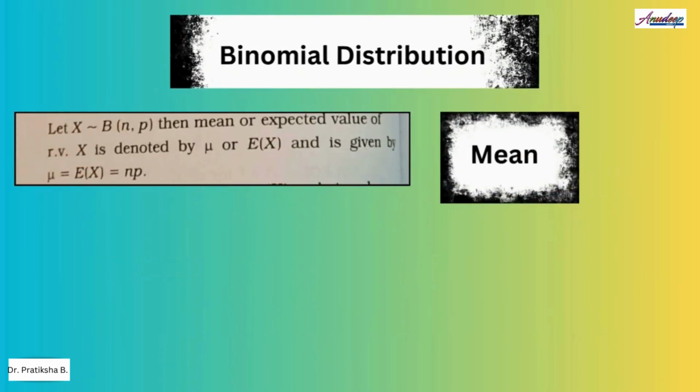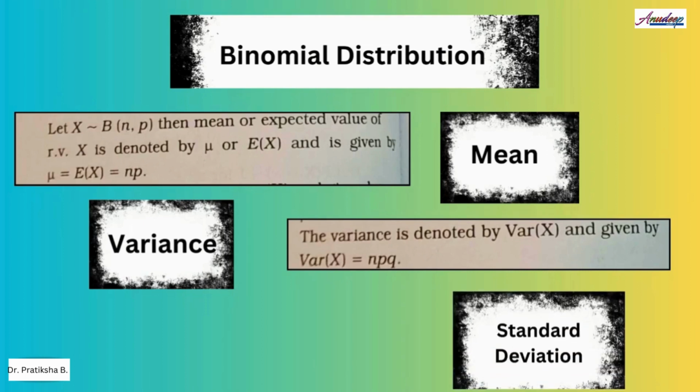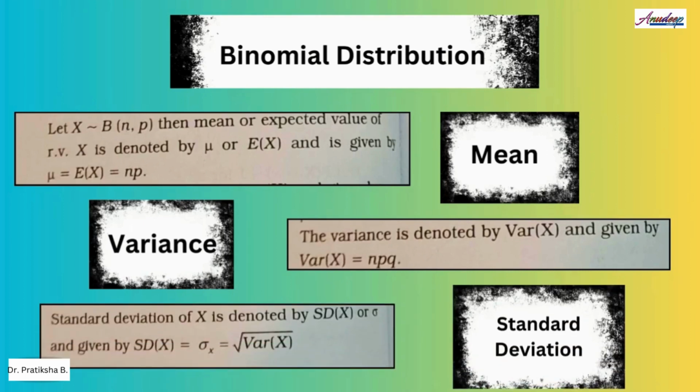The mean of the binomial distribution is given by the expected value of x, which is equal to np, where n is the number of trials and p is the probability of success. The variance of the binomial distribution is given by Var(x), and it is npq, where q is the probability of failure. Standard deviation is the square root of the variance, denoted by sigma.